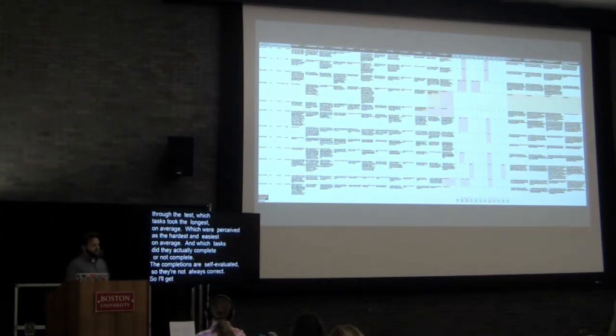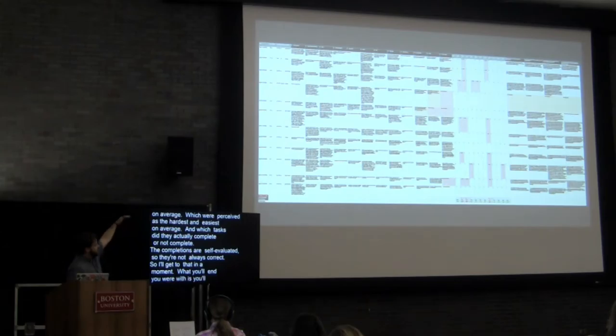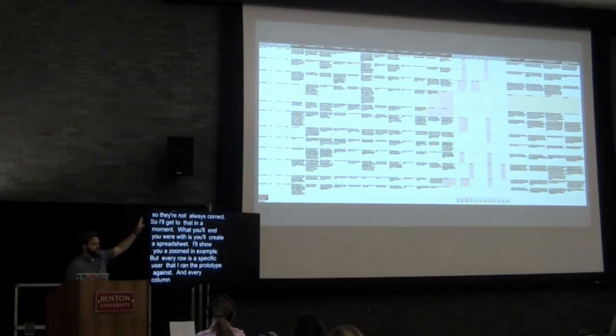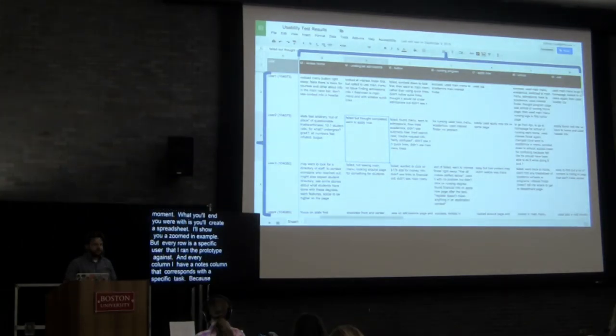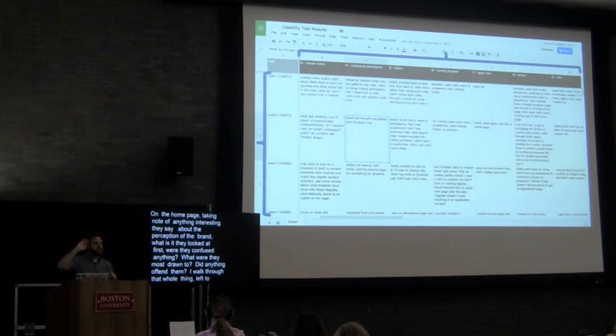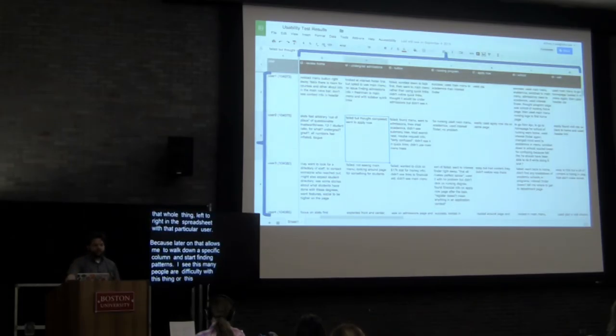Because what you'll end up with is you'll create a spreadsheet, and I'll show you a zoomed-in example here, but basically every row is a specific user that I ran the prototype against, and then every column, I have a notes column that corresponds with a specific task. Because what I want to do then is, as I'm watching that video, I'm taking notes on observances for each person. So under the review of the homepage, I'm taking note of anything interesting they say about their perception of the brand, what is it they looked at first, were they confused about anything, what were they most drawn to, did anything offend them. And I walk through that whole thing left to right in the spreadsheet with that particular user. Because later on, that allows me then to walk down a specific column and start finding patterns. I see this many people had difficulty with this thing, or this many people felt a specific way.